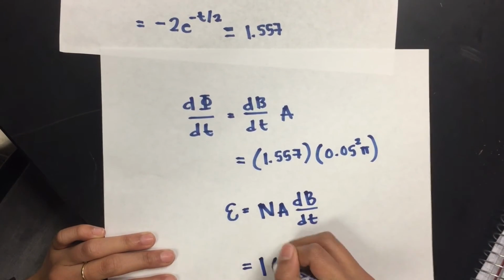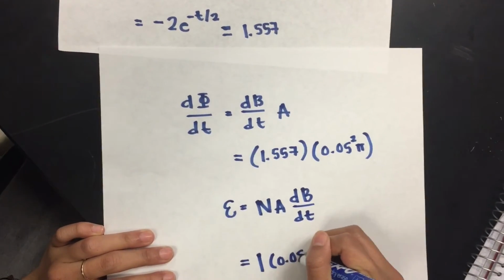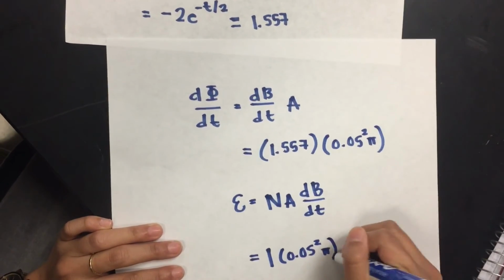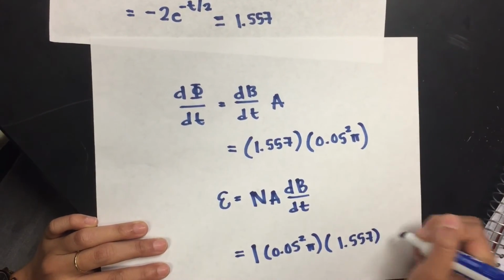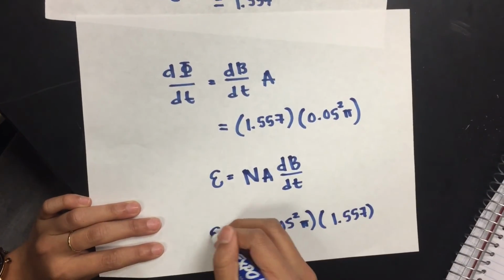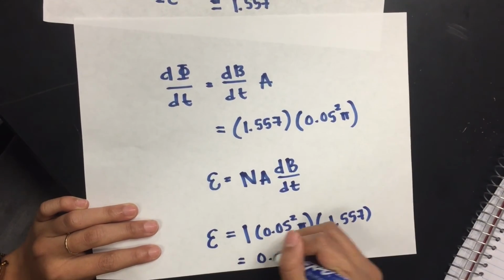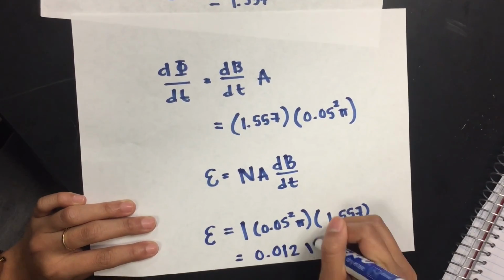So then we plug in 1 for N, the 0.05 meters squared times pi for the area, and the derivative of field with respect to time, and we get that the final answer is equal to 0.012 volts.